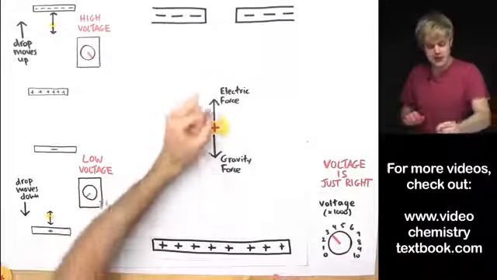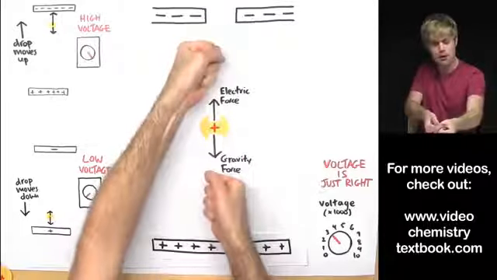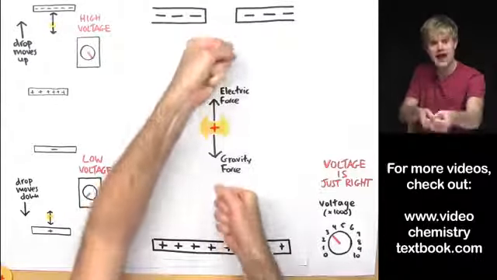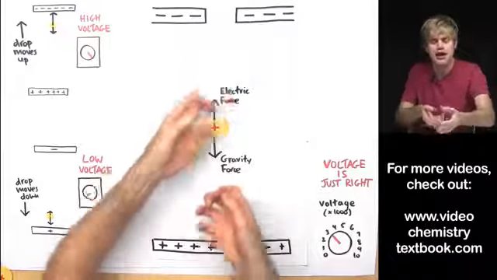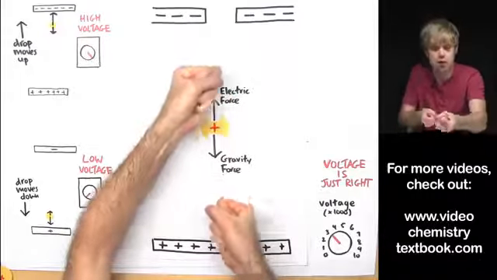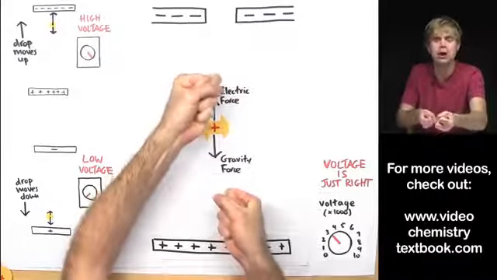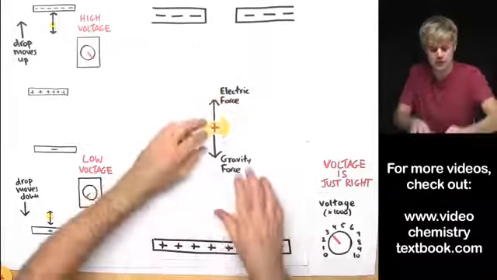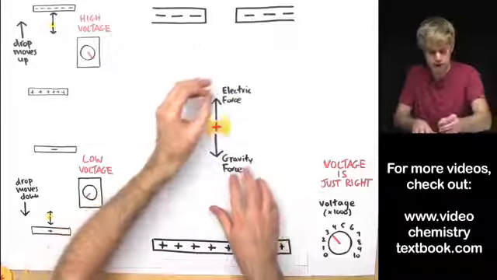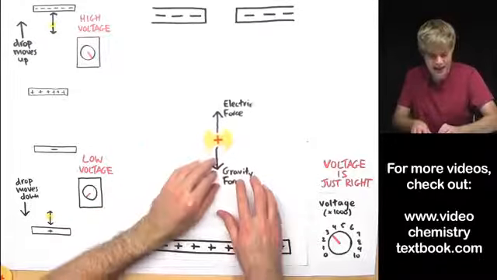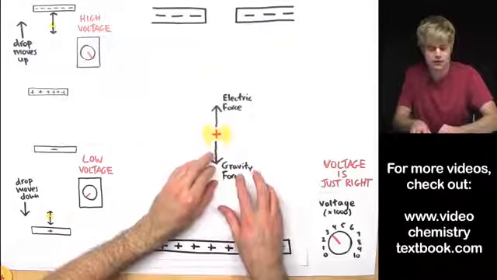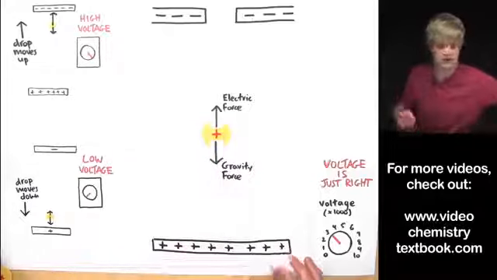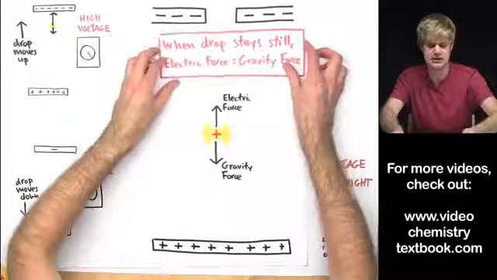And that's because the electric force and the gravity force are both pulling, but they're pulling the exact same amount. It's like two teams trying to play tug of war, but both teams are equally strong, so they can't move the rope in either direction. So when the electric force exactly equals the gravity force, the oil drop is just going to stay still.